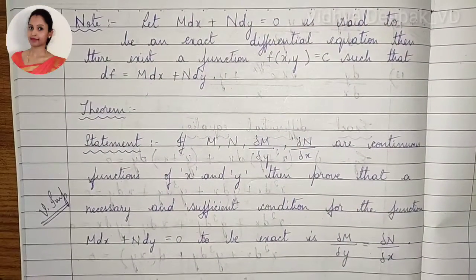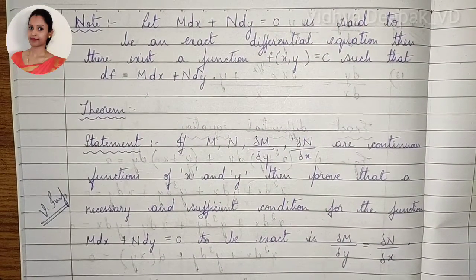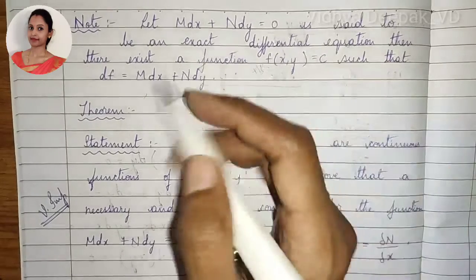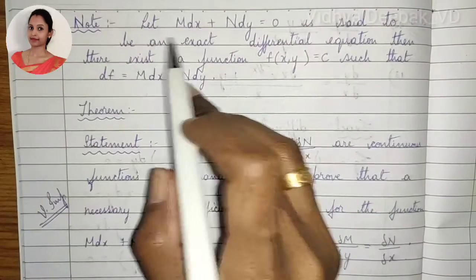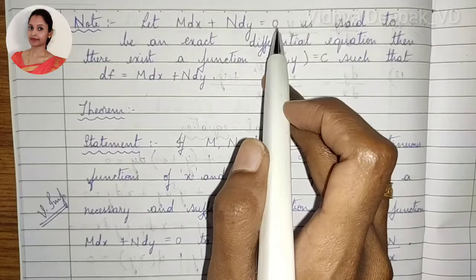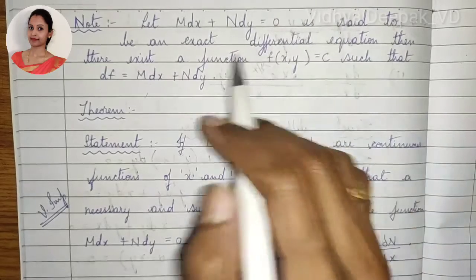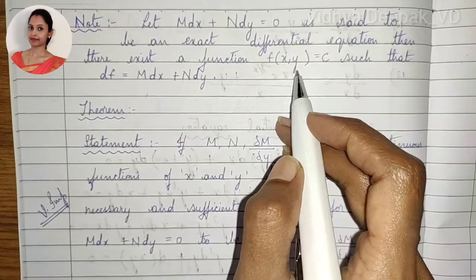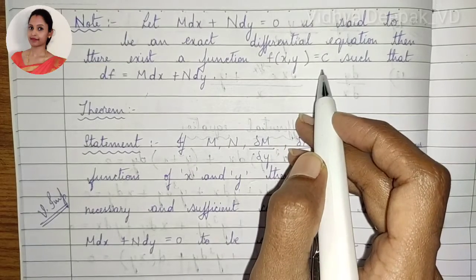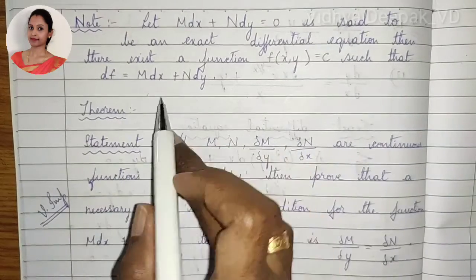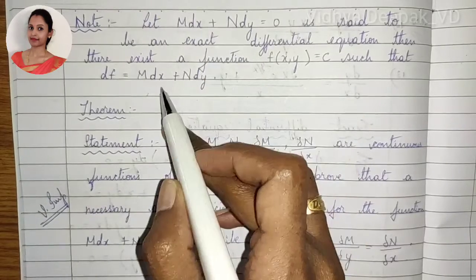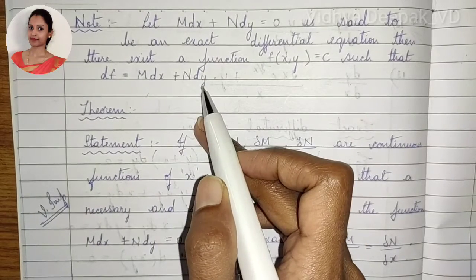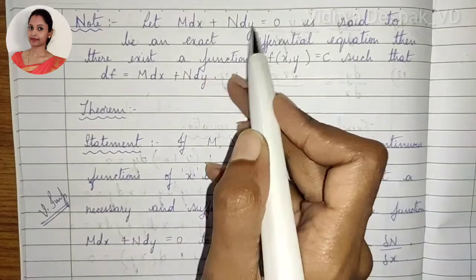Good afternoon everyone. We will continue with exact differential equations. So let's see this note. If M dx plus N dy is equal to 0 is said to be an exact differential equation, then there exists a function f of x, y equal to c such that the differentiation of that function is the given equation M dx plus N dy. This is nothing but the equation that is given.